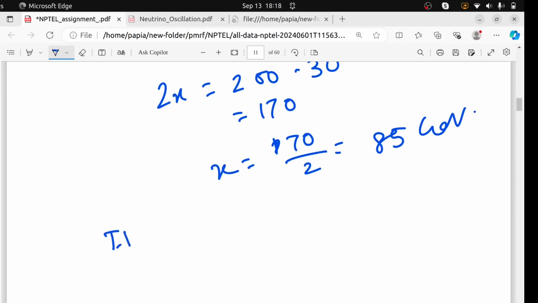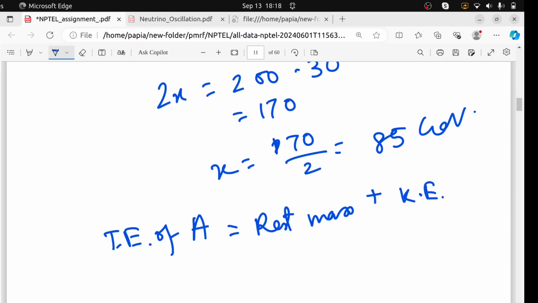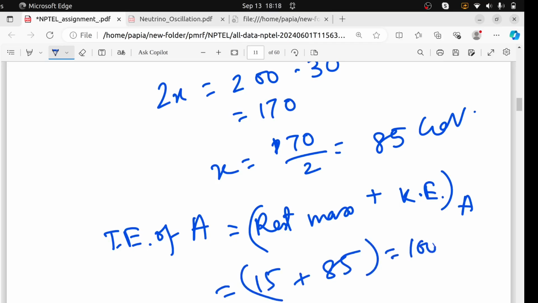Now they are asking for the total energy of A in the center of mass frame for that collision to happen. So that will be rest mass plus kinetic energy of A. So rest mass is 15, kinetic energy is 85. So as a whole it is 100 GeV. Okay.